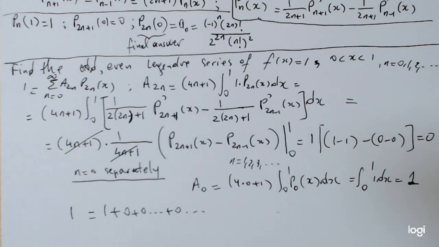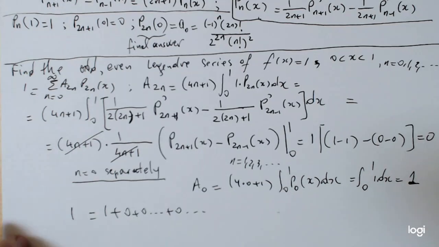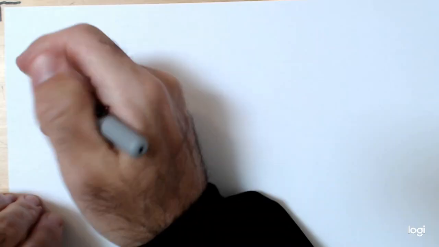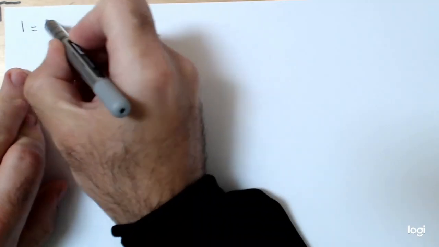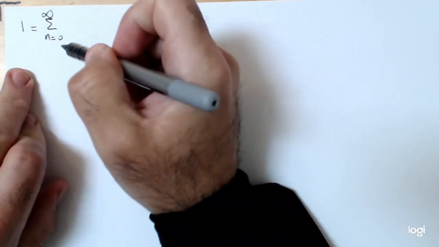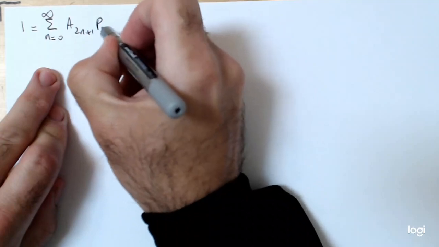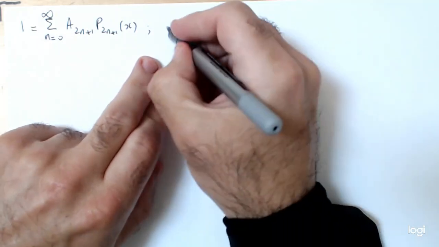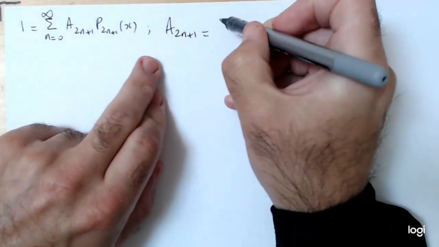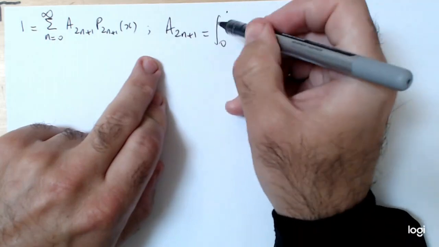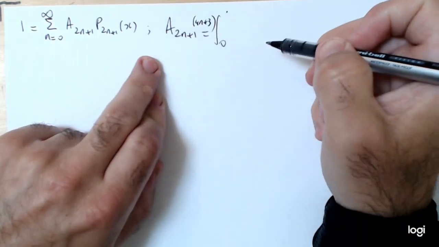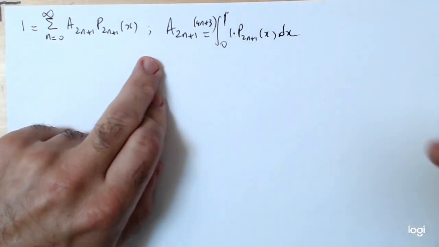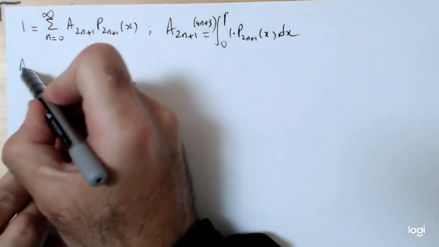So let's move on and do exactly the same thing now in terms of, like I said, odd polynomials. So let's do the expansion in terms of odd Legendre polynomials. Now, the formula for the coefficients in this case, a_2n plus 1, is the integral from 0 to 1. I forgot the coefficient, it is 4n plus 3. The integral from 0 to 1, 1 times P_2n plus 1 of x dx. Let's write it actually nicely here from the beginning.